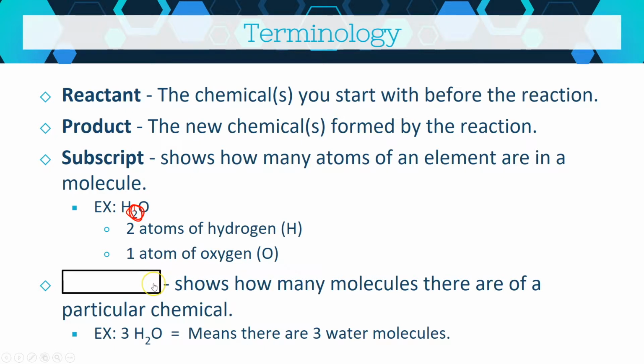The other number you might see is a big number out the front of a molecule, and this is called the coefficient. Down in our example here, we've got a 3 as our coefficient, and what it's telling us is that there are 3 of the thing that comes after it. So a coefficient shows us how many molecules there are of a particular chemical. Here our coefficient is 3, and then we've got H2O following it, so it means that there are 3 H2O molecules, or 3 water molecules.